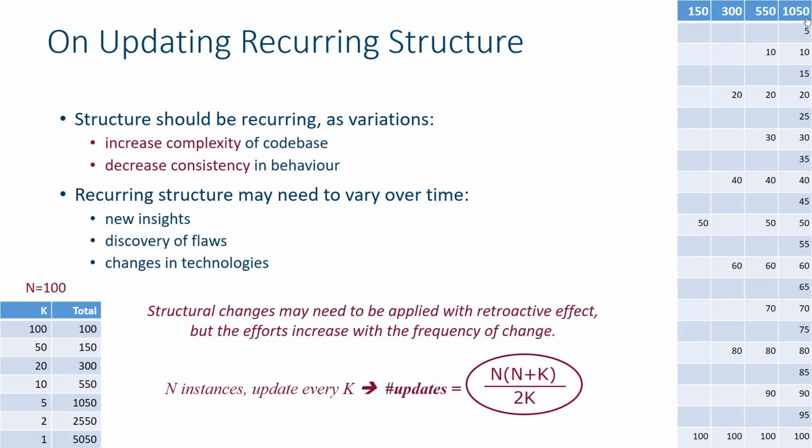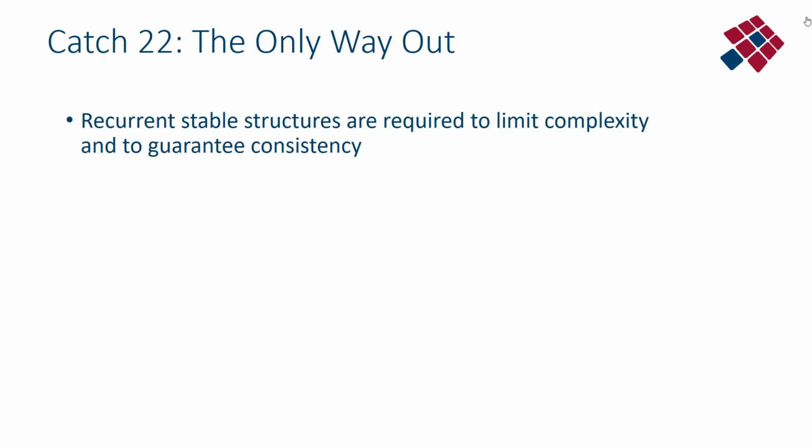You can even derive a formula for it, which is quite a problem, because the longer you wait, the more outdated and possibly flawed your recurring structure is, and the more frequently you update your recurring structure, the more intense and the higher your effort goes. So you really are in a catch-22. If you wait for long times to update the recurring structure, it becomes outdated, probably flawed. If you do it too often, it creates a huge amount of work.